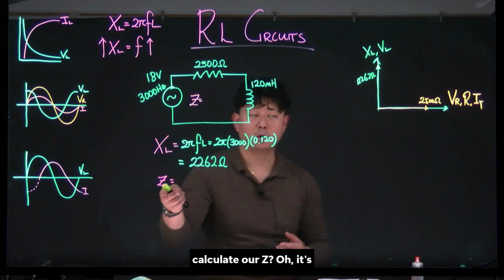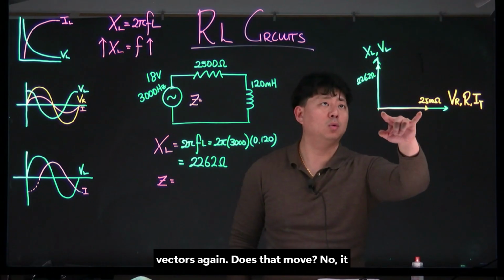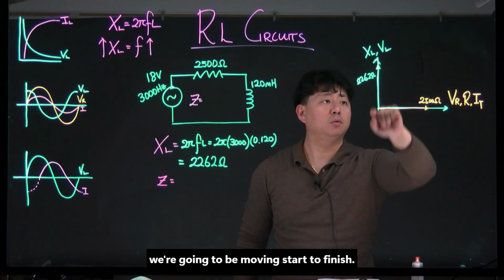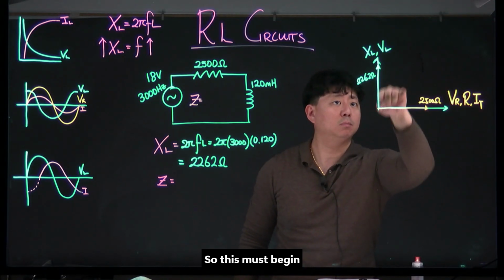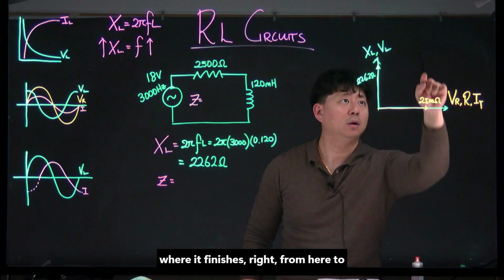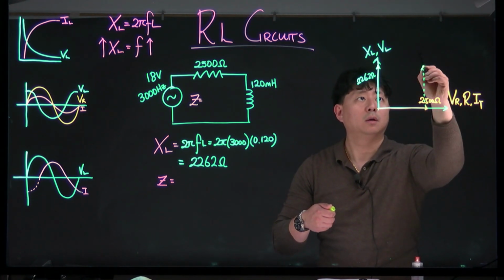How do we calculate Z? Oh, it's vectors again. Does that move? No, it doesn't move. It stays where it is. And we're going to be moving start to finish. So this must begin where it finishes, right? From here to there. Let me draw that like that.